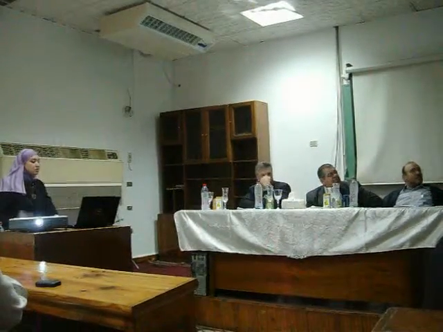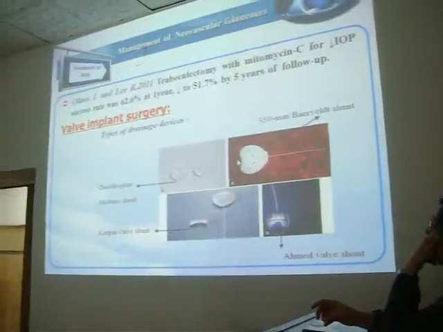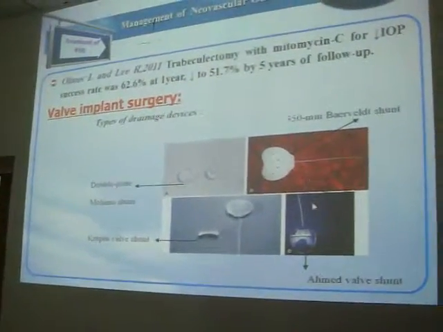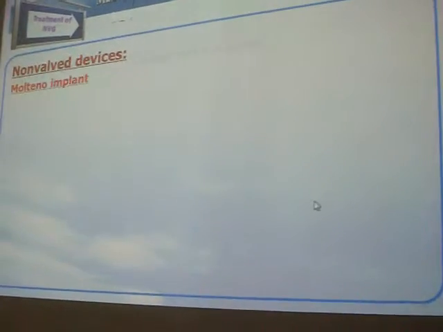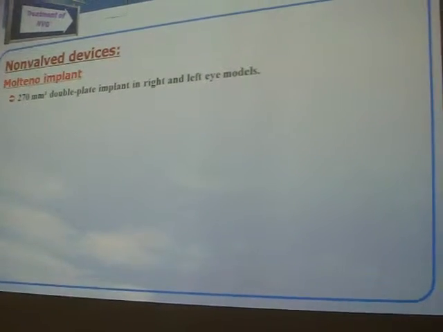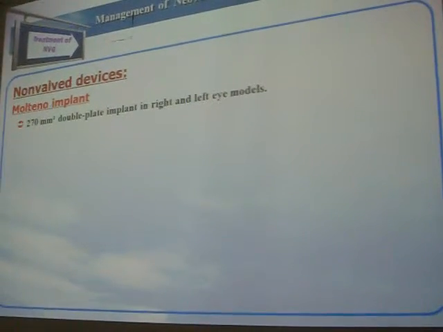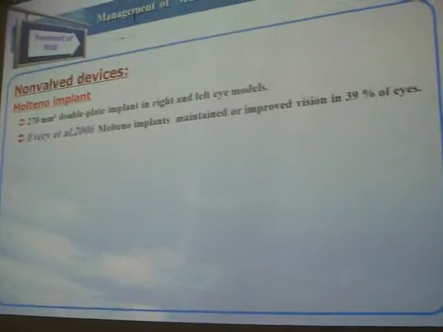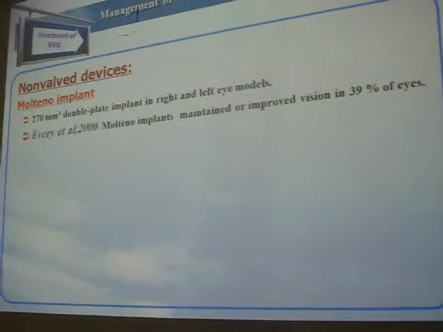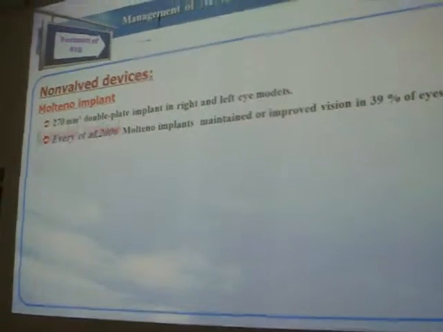Also, BR 2011 stated that trabeculectomy with mitomycin C for decreasing IOP had a success rate of 62.6% at 1 year. After 5 years, it decreased to 51.7%. Valve implant surgery. These are the types of drainage devices: double plate Molteno, Baerveldt, shunt, and Ahmed valve shunt. The Molteno implant is a 70mm square double plate implant, with right and left eye models. FDA et al. stated that Molteno implants maintain or improve vision in 39% of eyes.